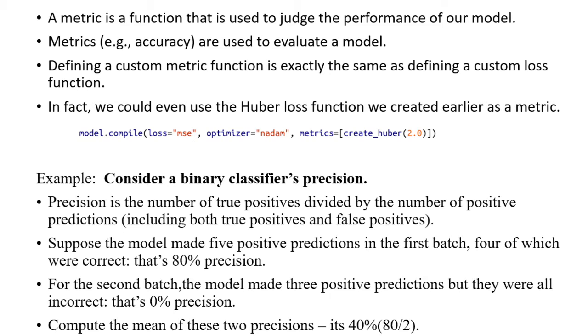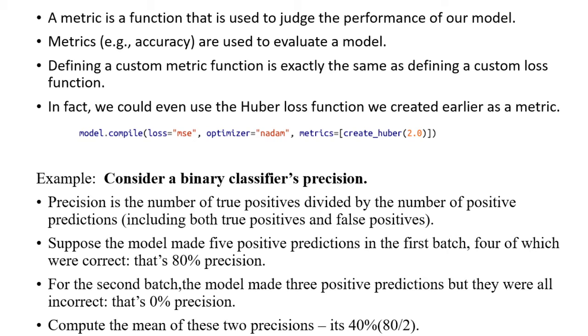If we consider the classification problem, we would use accuracy or precision as a metric to check the performance of the model. In this section, we need to define a custom metric function which is used to check the performance of the model. So we can consider the custom loss function as a custom metric function.